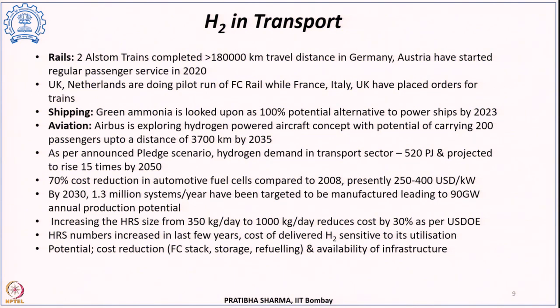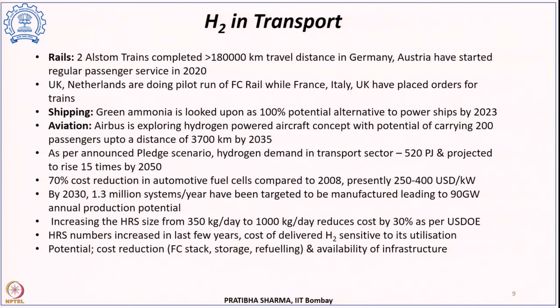Among the shipping sector, green ammonia is looked at as a potential alternative to power ships by 2023. For aviation, Airbus is exploring a hydrogen-powered aircraft concept, and that will be used by 2035. As per the announced pledge scenario, the hydrogen demand in the transportation sector will be 520 petajoules, and it is expected to rise 15 times by 2050.